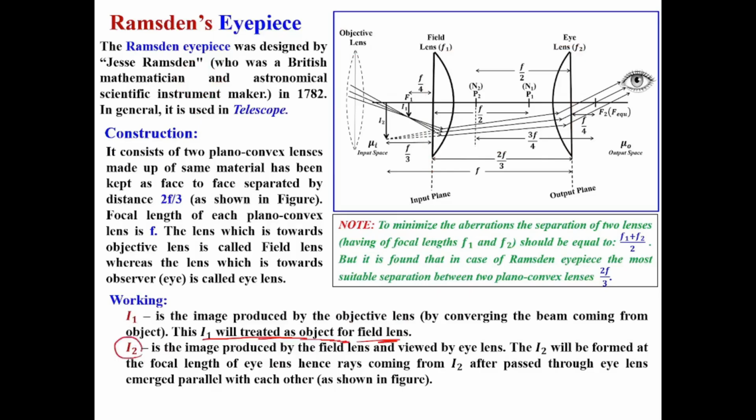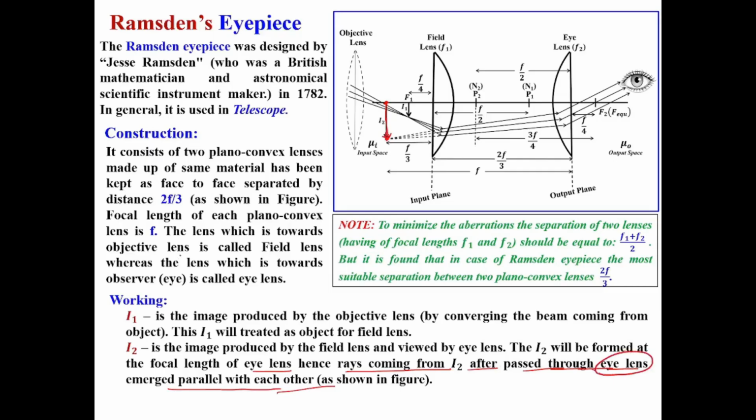Now, how is I2 formed? I2 is the magnified image produced by the field lens and viewed by the eye lens. This I2 will be formed at the focal length of the eye lens. Hence, rays coming from I2, after passing through the eye lens, emerge parallel to each other.